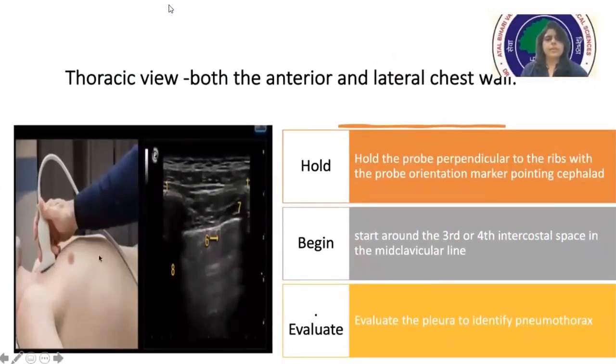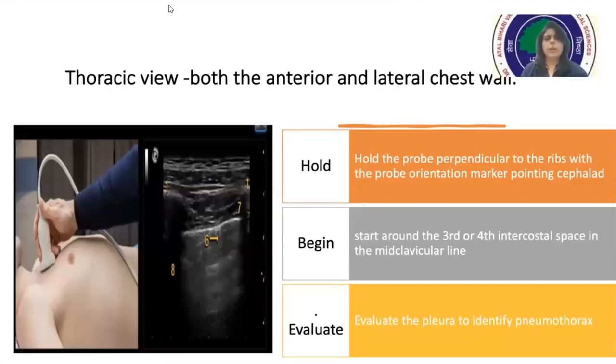So what are we going to scan? We are going to scan the anterior part of the chest and the lateral part of the chest. How do you have to hold the probe? You have to hold the probe perpendicular to the ribs with the probe orientation marker pointing cephalad, like this. And where to begin? Start at around the third or fourth intercostal space in the mid-clavicular line.